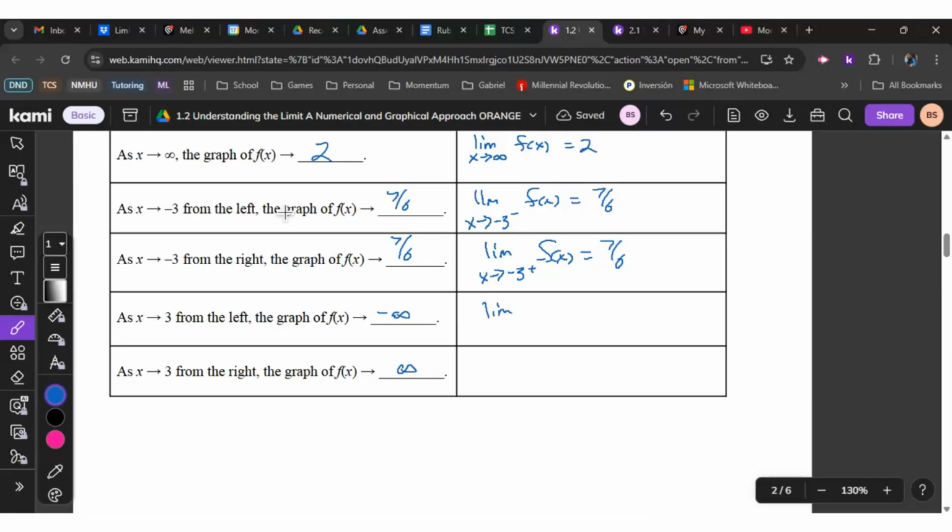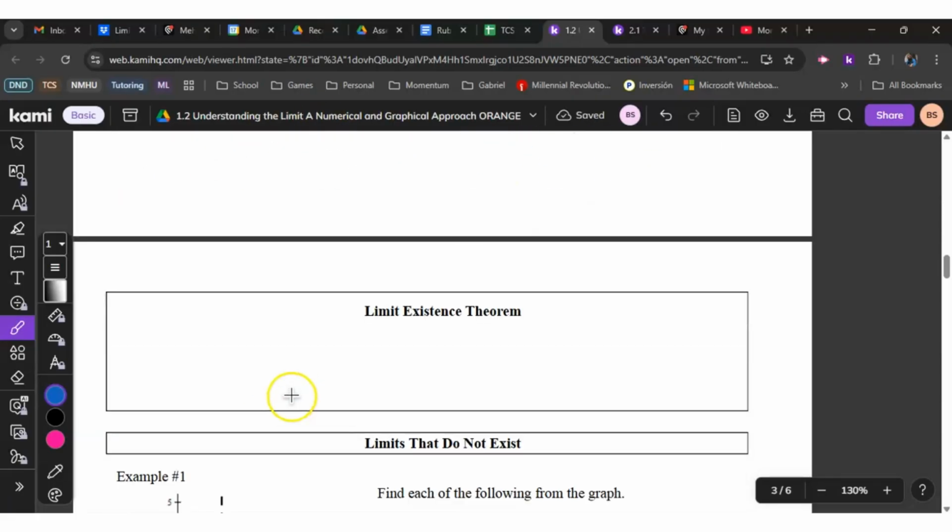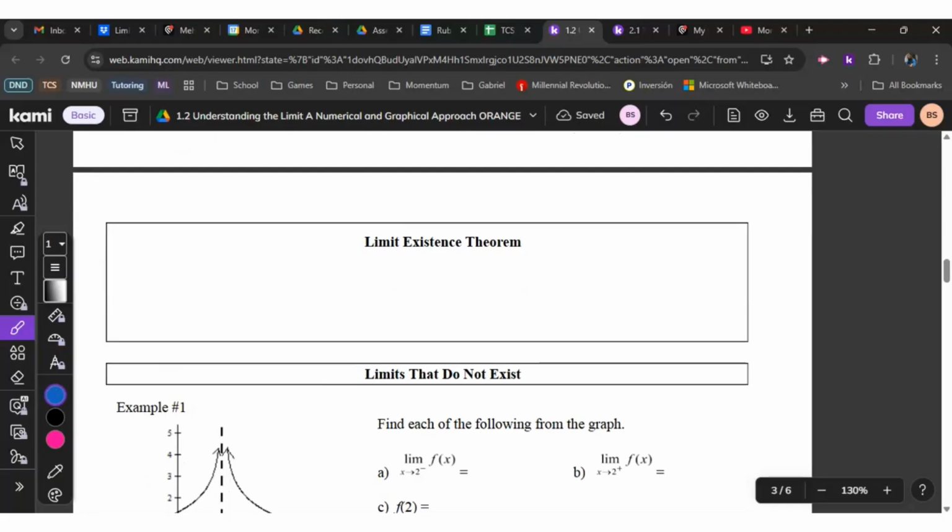Okay, fair enough. So now we've got the limit as x approaches 3 from the left of f of x, and we went to -infinity. And then the limit as x approaches 3 from the right of f of x equals infinity. There we go, we fixed them all. Aren't you excited? It's so much better, isn't it? All right, let's write this one down.